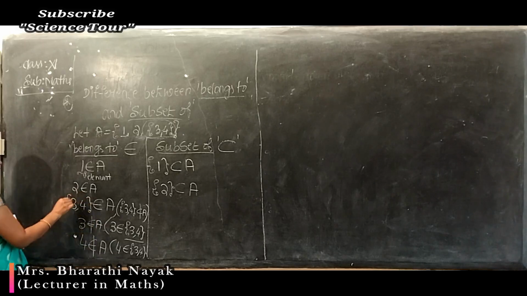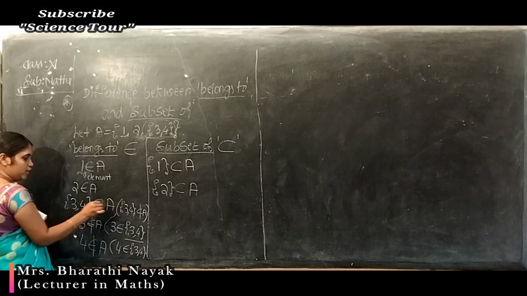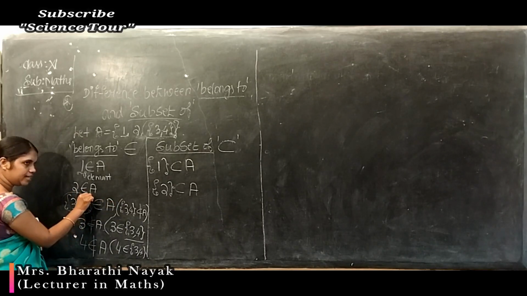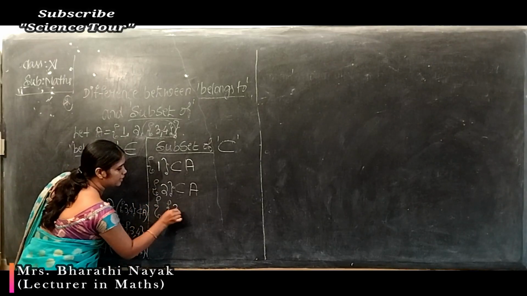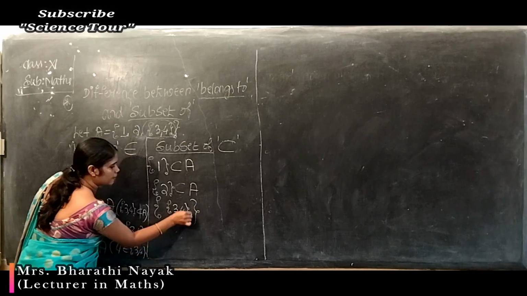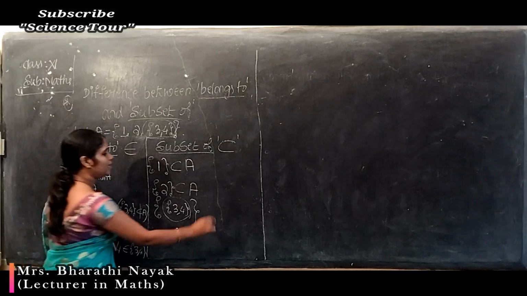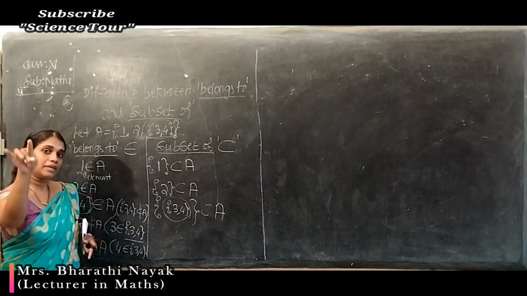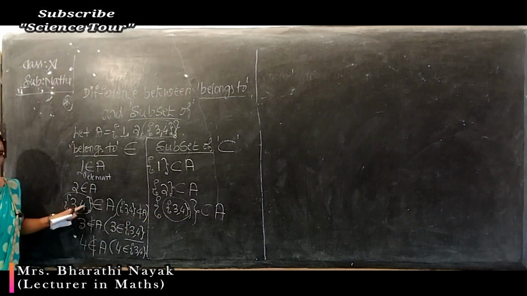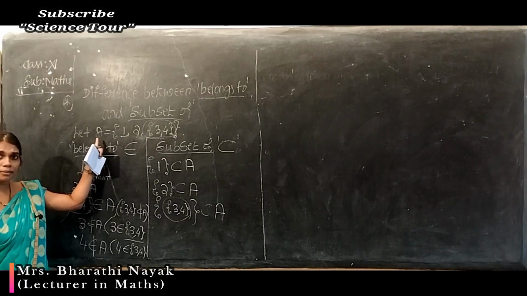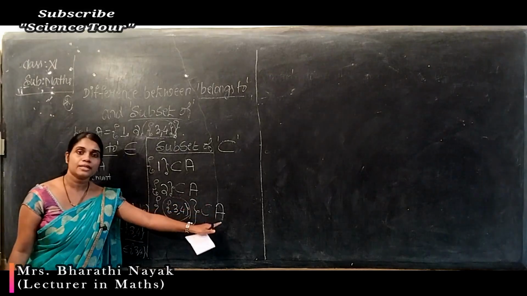Okay, next. The set containing 3 comma 4 is an element of A. If you write this element, the set containing 3 comma 4, inside one more flower bracket, {3, 4}, then it will become a subset. Understood now? Okay. If you write just the flower bracket 3 comma 4, then it is an element. If you write this element inside the flower bracket, then it will become a subset.